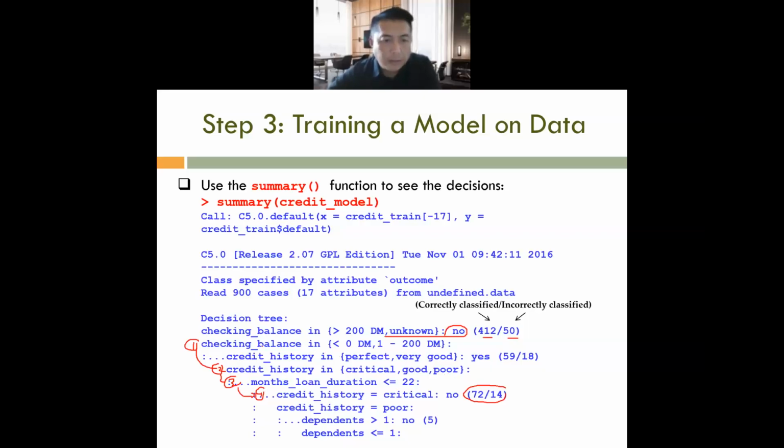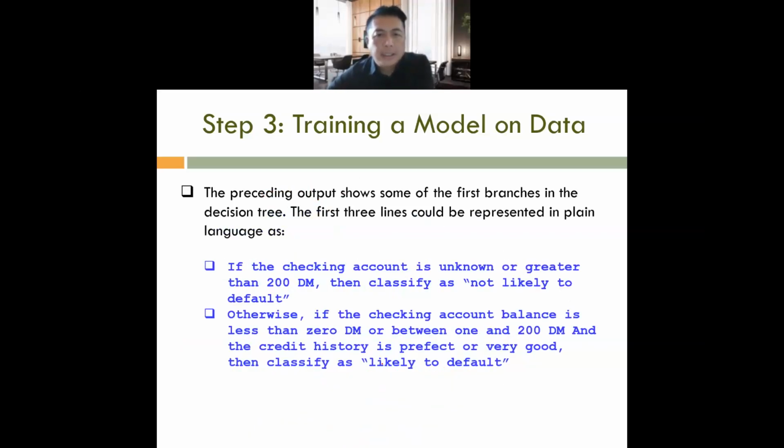comparison. So first, the checking balance must be less than 0 or between 1 to 200, and then the credit history must be critical, good, or poor, and then the monthly loan duration must be less than or equal to 22. Then if your credit history is critical, then you are here, meaning that you will not be defaulted. Okay, so this is the statement that you can give to your client based on the tree.